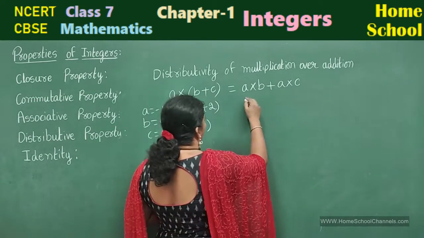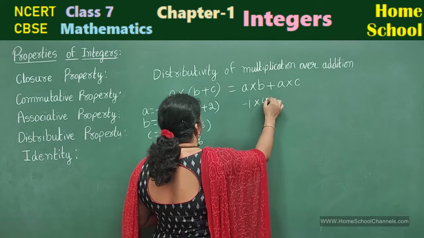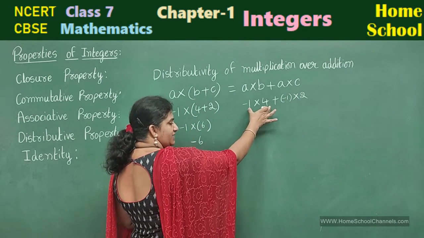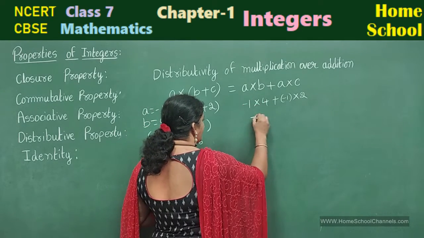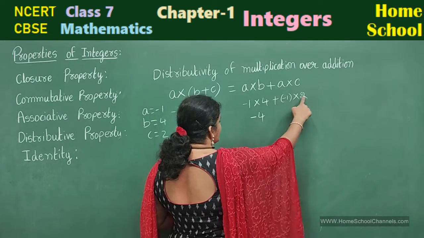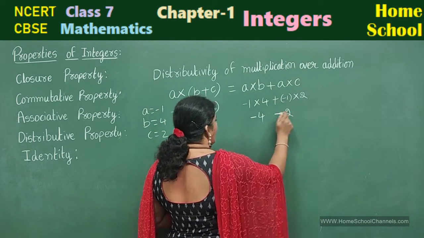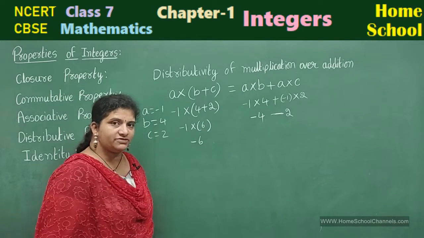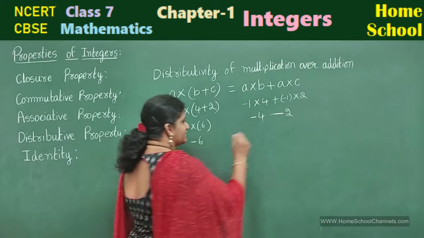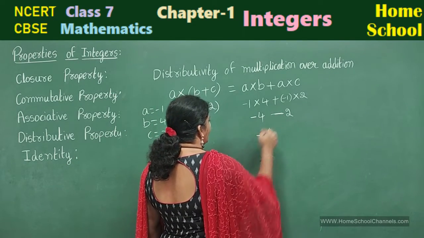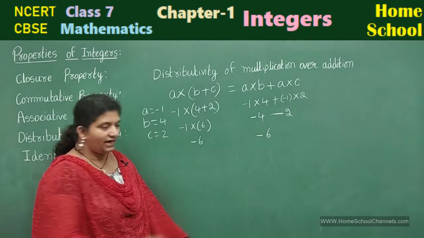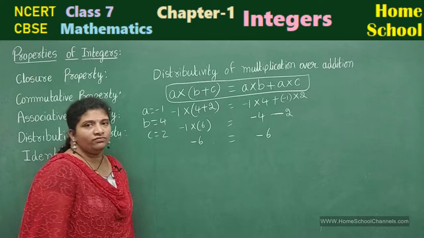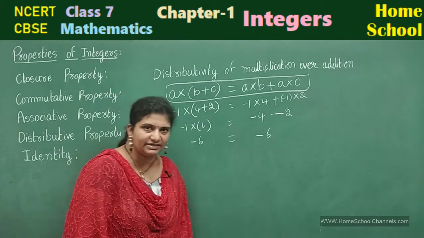Let us check the RHS part. A value is -1 into B value is 4 plus A value is -1 into C value is 2. Okay, these first we need to multiply. Minus into plus, minus 1 into 4, 4. Minus into plus, minus 1 into 2, 2. And again this minus, minus into plus, it will be minus. When we have both the negative signs, the numbers we need to add and take the negative sign. That is 4 plus 2 is 6, minus 4 minus 2 is minus 6. Yes, it satisfies. Therefore, this is your distributive property of multiplication over addition of integers.